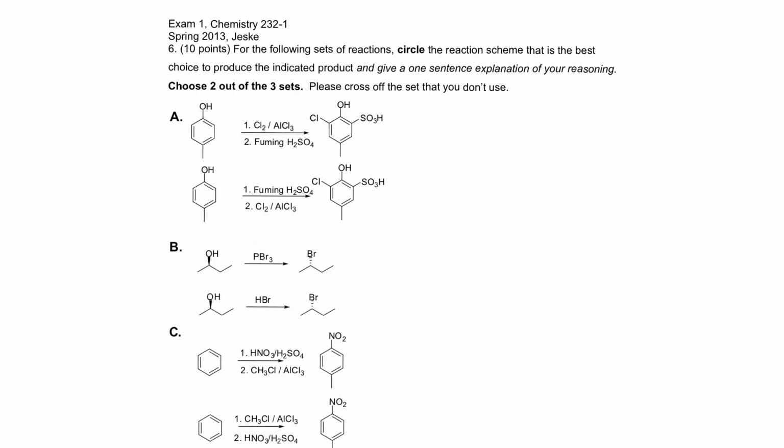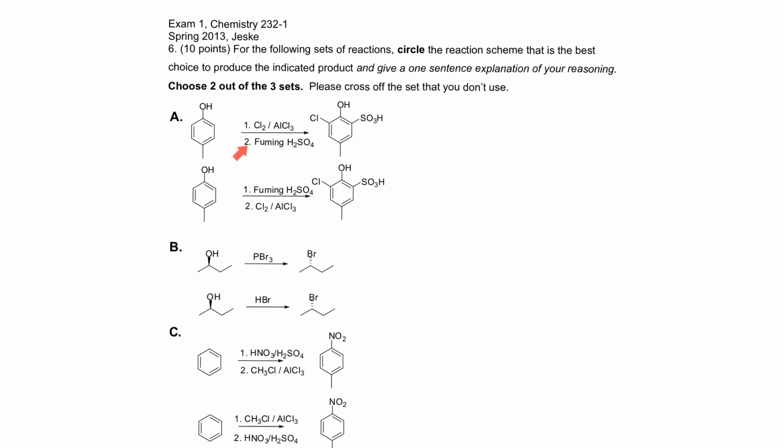Question 6. Here are some choices of reactions. Choose the best reaction and tell me why. So let's look at A. Looks like we're going to take phenol and add a bunch of substituents to it. And so of course the OH is going to add ortho-para. It is the strongest activating group, so we'd expect to fill up the 2 ortho positions, which is what happens. So we've added a chlorine to one ortho position, SO3H to the other ortho position. We've got that happening in both reactions, so really no change there.